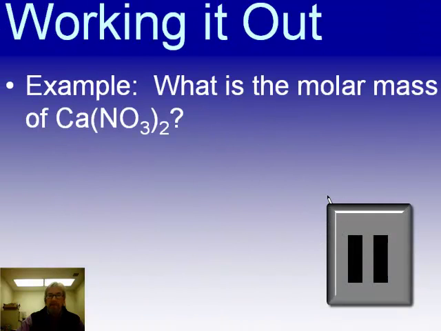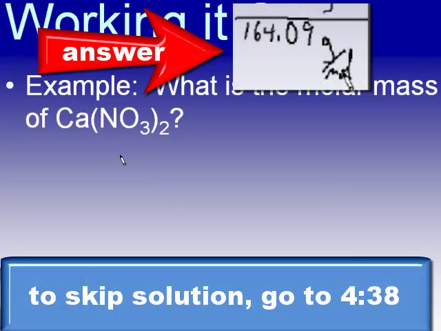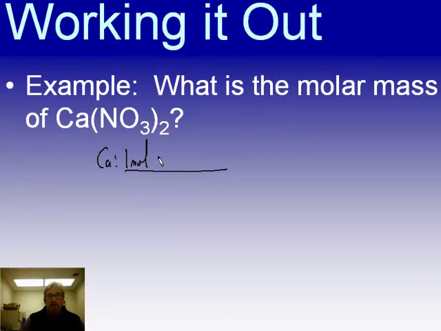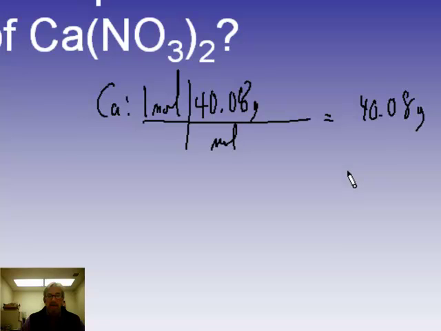You try one. Stop the video and figure out the molar mass of calcium nitrate. Well, here's your answer. There's a subscript of 1 implied on calcium, so that means 1 mole times calcium's molar mass. Calcium's molar mass is 40.08 grams per mole, so that just gives me 40.08 grams of calcium.